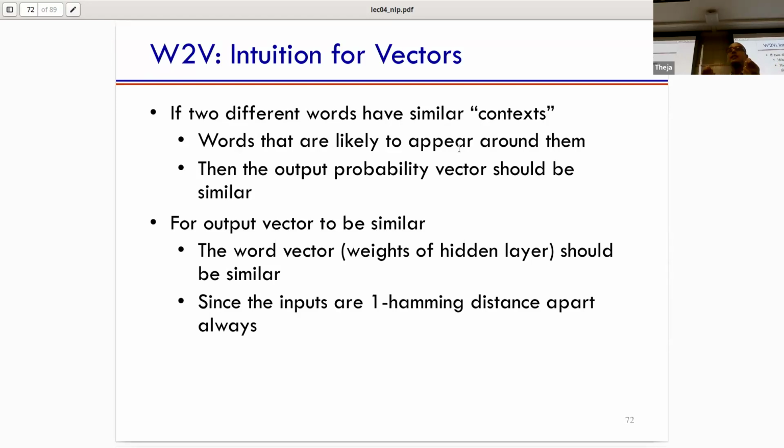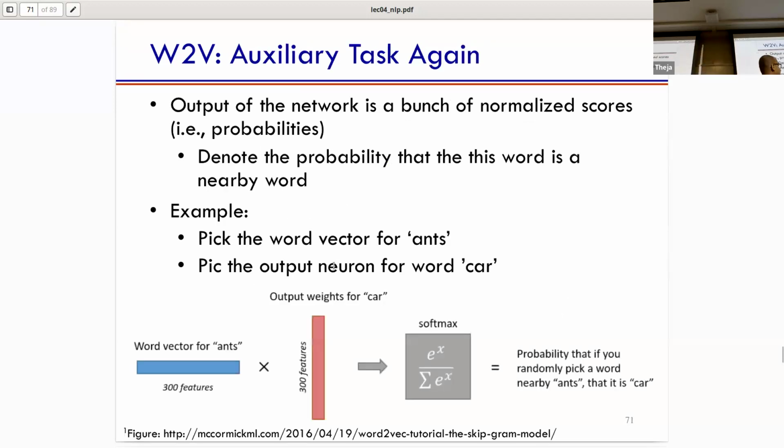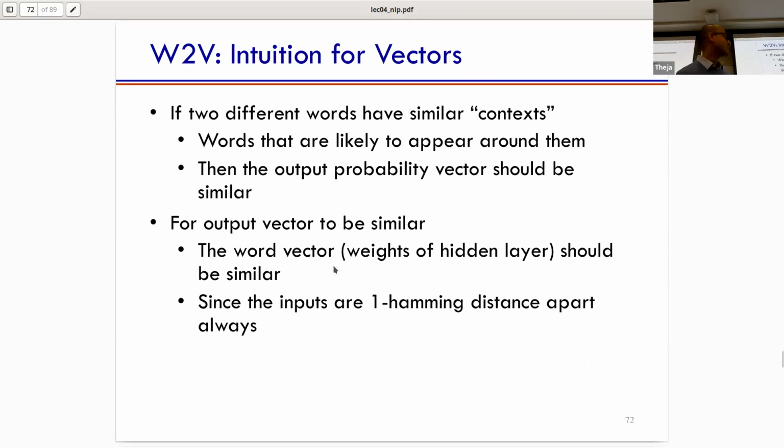So if two words have similar context, they're both predicting the same type of words. In the extreme case, let's say they're predicting exactly the same words, then given those two inputs, I should get exactly the same output probability mass distribution. But now think about the network: if the output distribution has to be the same, and a linear transformation is going on here, it turns out that the embeddings should be the same as well.